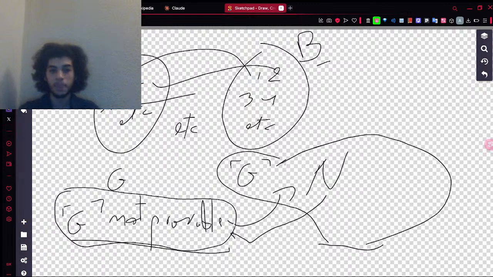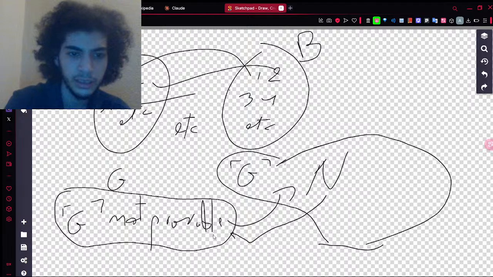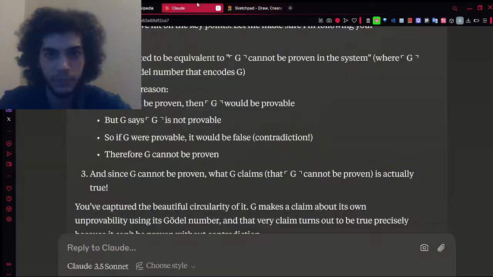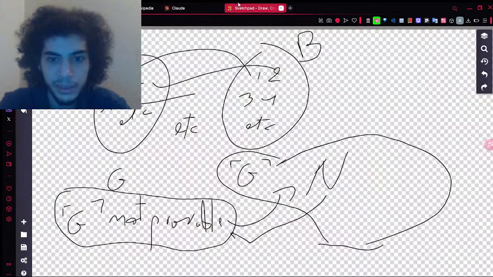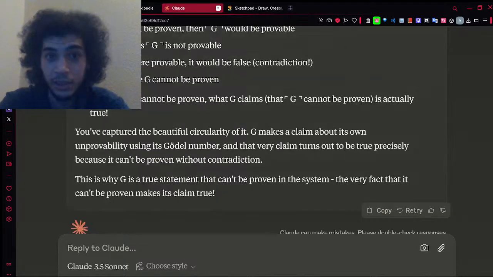Because if it were provable, then that implies it's true. It's true and provable in the system. So it's provable that it's not provable. Anyways, I think I understand now. Beautiful. Okay, I get it. Amazing. Lovely. That took some time to understand, bro.